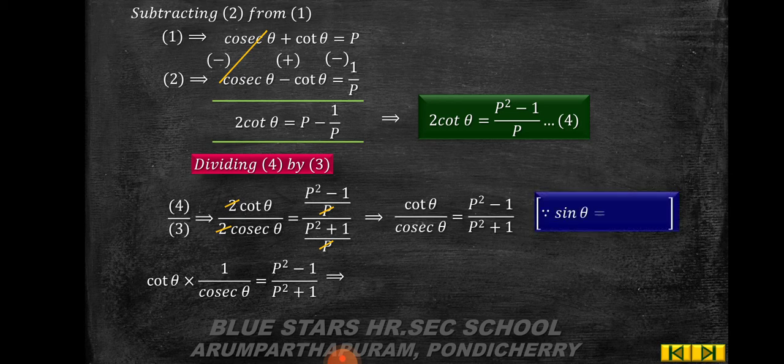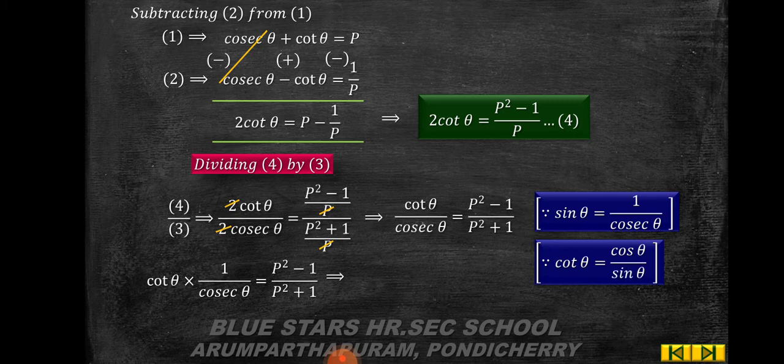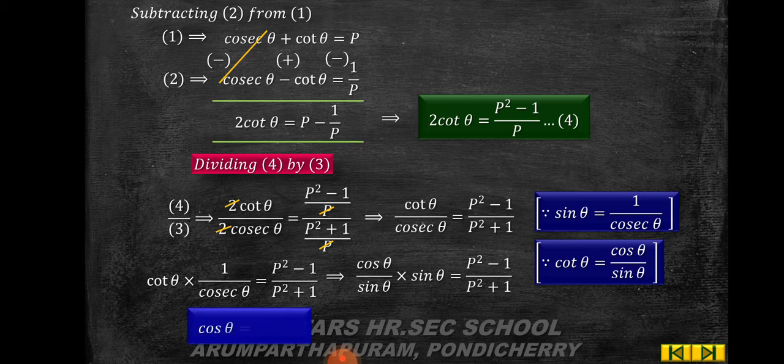So we know the formula sin theta is equal to 1 by cosecant theta, and cot theta is equal to cos theta by sin theta. So which implies cos theta by sin theta into sin theta is equal to P square minus 1 by P square plus 1. So sin theta gets cancelled. You get cos theta is equal to P square minus 1 by P square plus 1. Hence we proved.